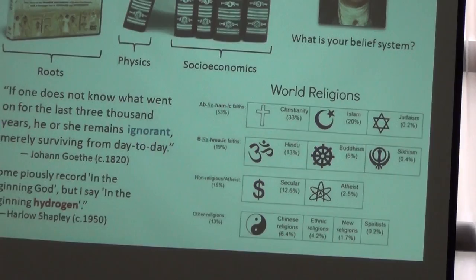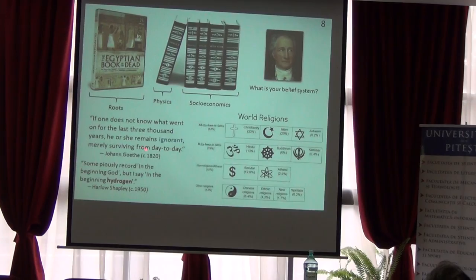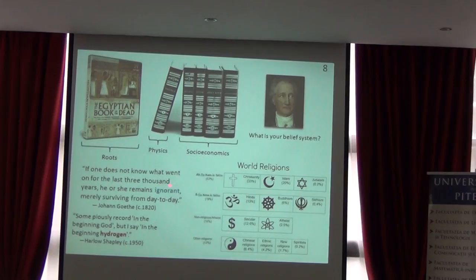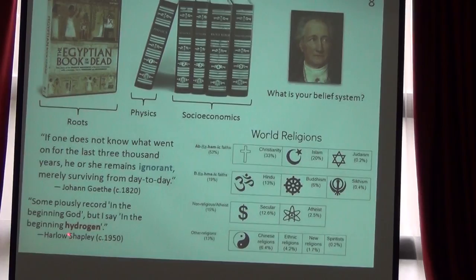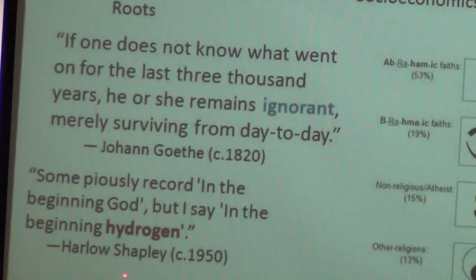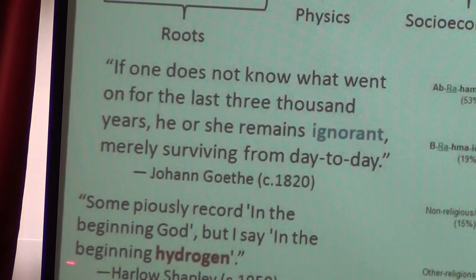So here's the distribution of the world religions. America is mostly this, so is Romania. Goethe says, if you don't know what went on in the last 3,000 years, you remain ignorant. Same thing as my belief system, but now it's, if you don't know what went on for the last 13.7 billion years, Harlow Shapley, American astronomer, first predicted the size of the universe, I think. Some people say in the beginning God, but he says in the beginning hydrogen. Well, this is my belief system. I say in the beginning hydrogen.